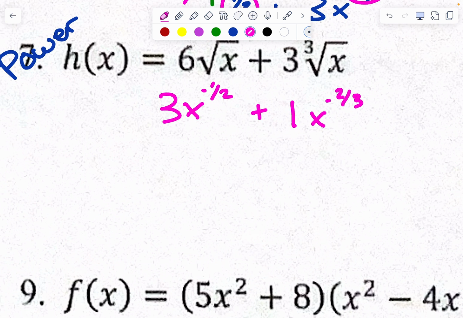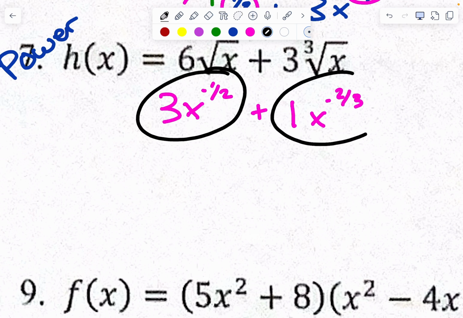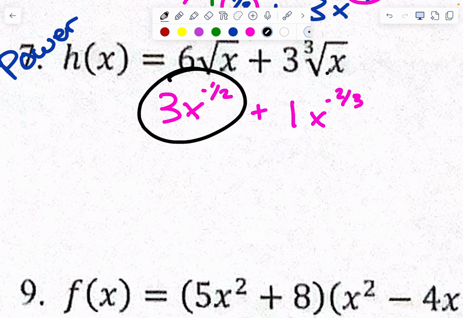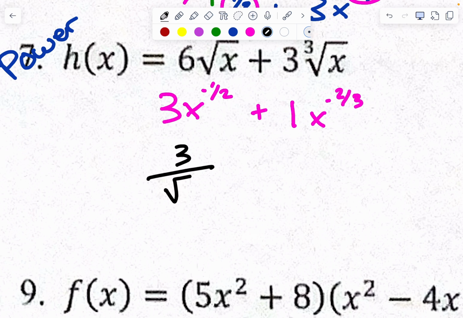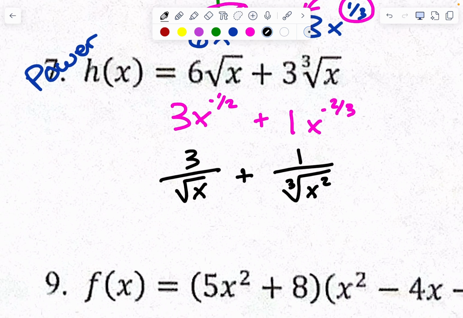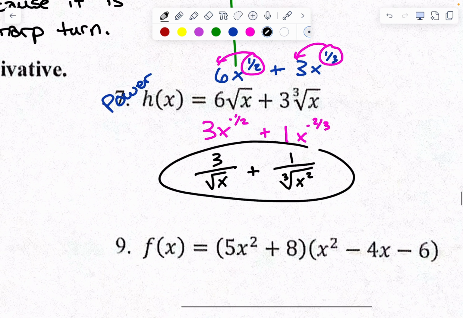Now, just so we're clear, this is its own piece, and this is its own piece. We're not going to shove them all under one, like this one has a bottom and this one has a bottom. Clear? Okay, so this is 3 over the square root of x plus 1 over the cubic root of x squared. That's that. Good?